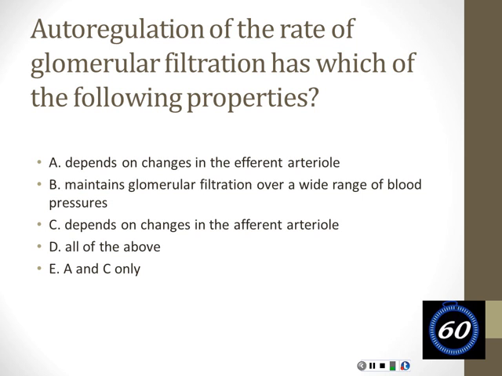So is B correct? Yes, it is, because autoregulation allows a stable glomerular filtration even as blood pressure goes up and down over the course of the day. All three are correct. The efferent arterial matters, the afferent matters, and then the whole role of autoregulation is to maintain the GFR over a range of blood pressures.